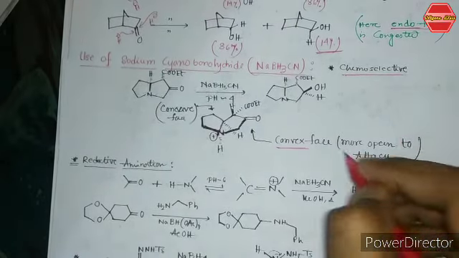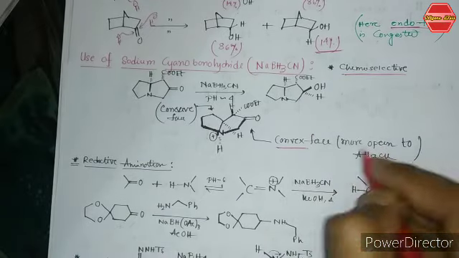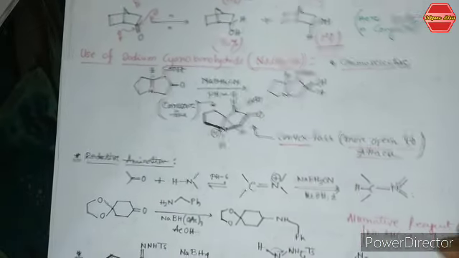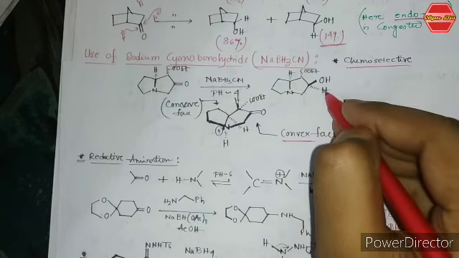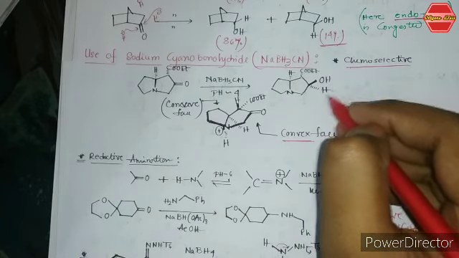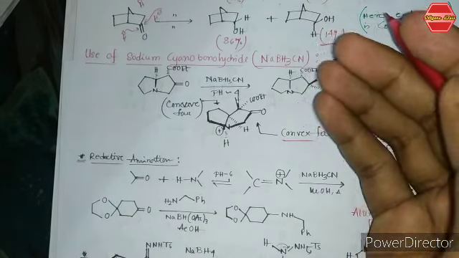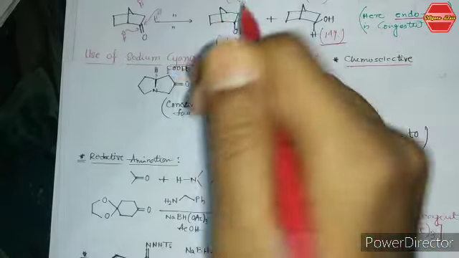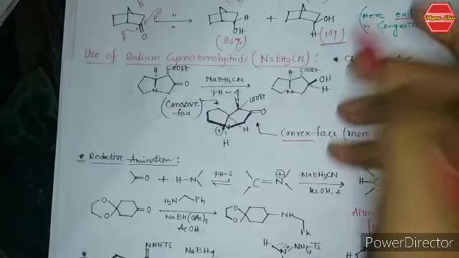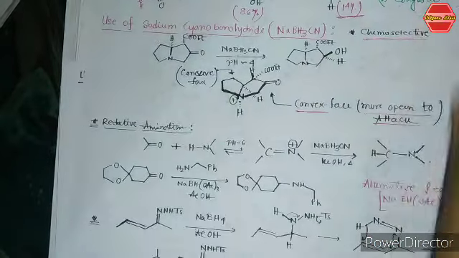That side is much more open to attack. Okay, so that is much more open to attack. So that is how this product operates. That is, the hydride is donated from the lower side, that is from the back side, and the OH bond moves to the upper side. So that is why this product is formed.